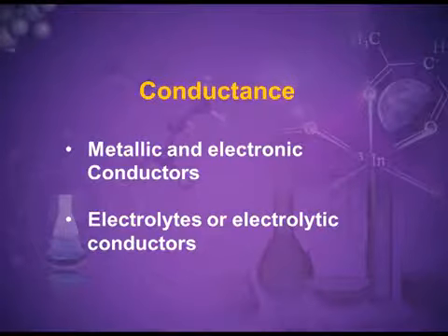The metallic conductors means the metals. The metallic conductors allow the current to pass through them due to the flow of electrons without undergoing any chemical change. The electrons move out from one end and they enter through the other end. There is no chemical change that takes place in the metal.